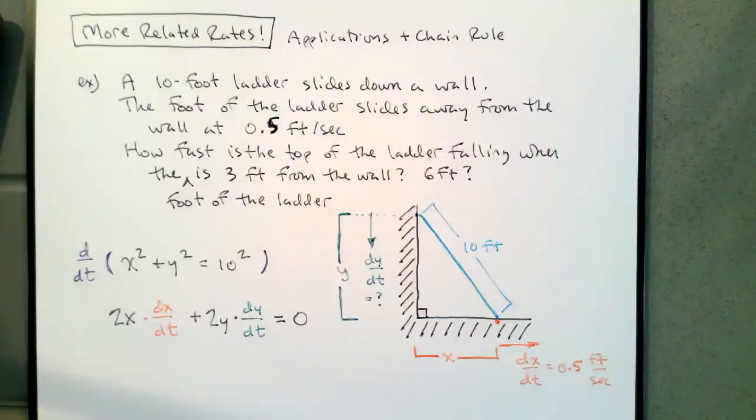So now we've gone through and taken the derivative with respect to t. 2x is the derivative with respect to x, so we have to multiply by dx dt to get a derivative with respect to t.